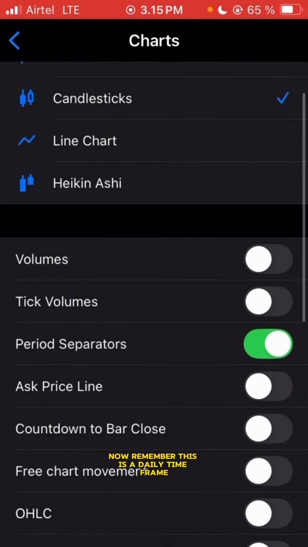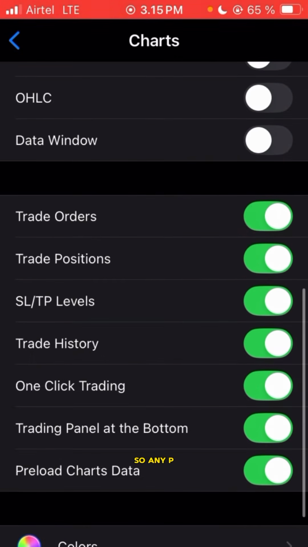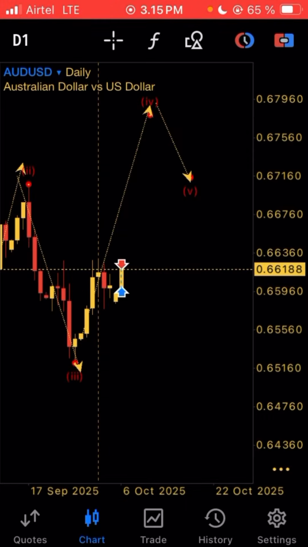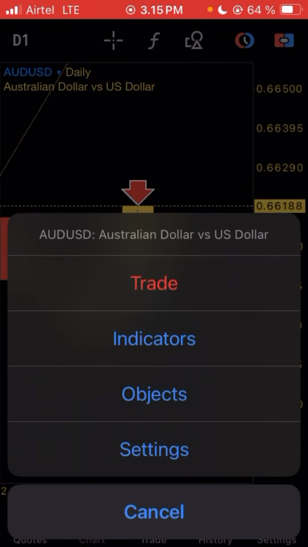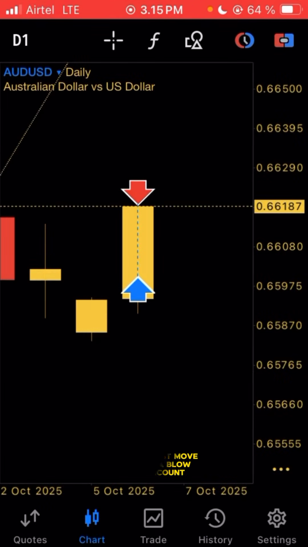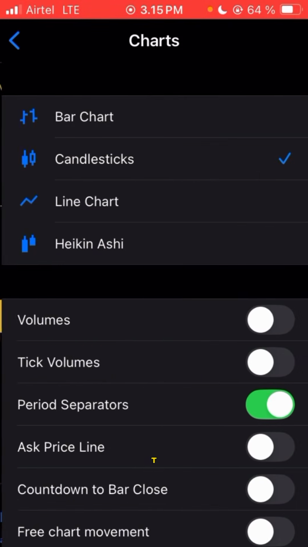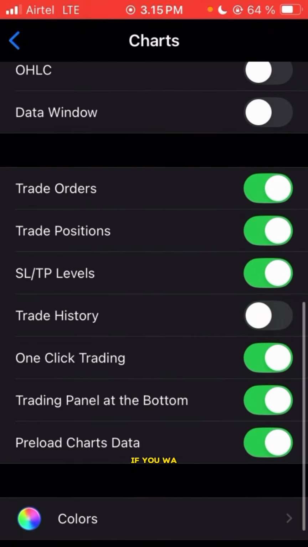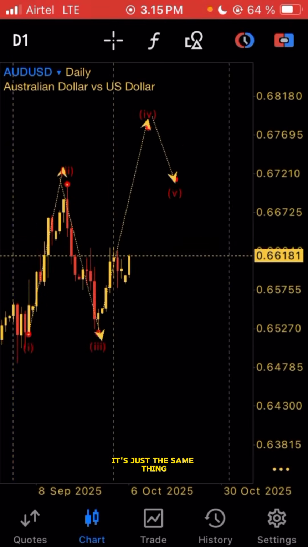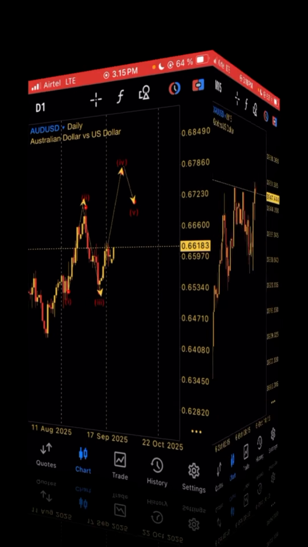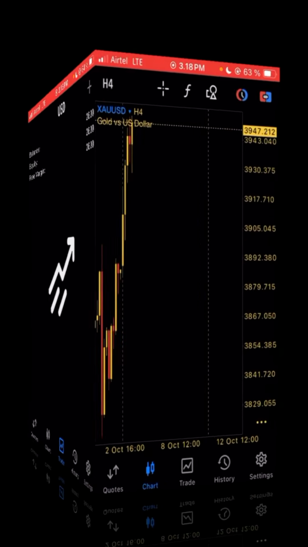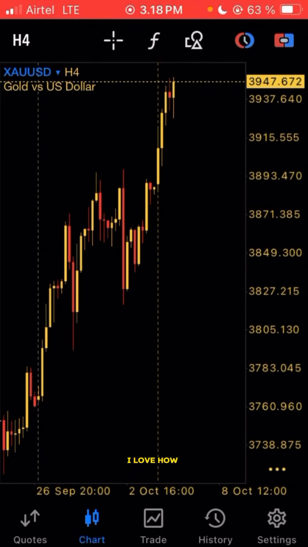Now that is a very nice trade that we got. Remember, this is a daily time frame, so any push can be very small but it's going to be magnificent, as you can see, just like the one on H4. It was very stiff, very nice and accurate. The market will just move. If I want to blow this account, that is how I'll blow it. If you want to grow or you want to blow, it's the same thing. The market will just move and decide where to go. It's a very nice trade, and I love how it played out.